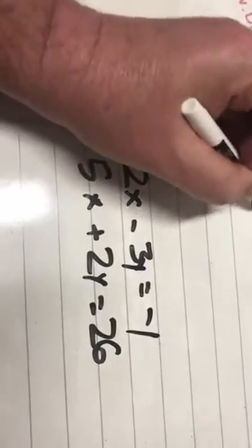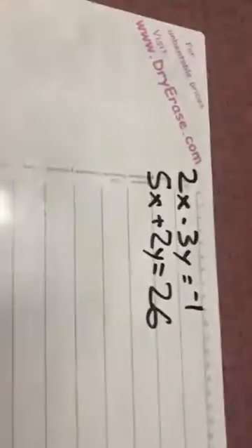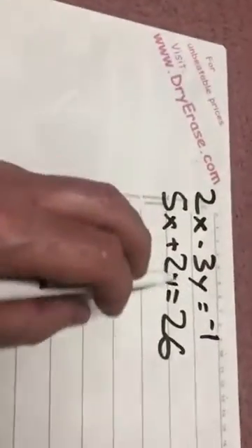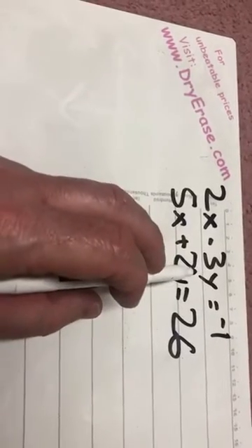5x plus 2y equals 26. All right, so we're going to start again. Here we go. First of all, it's got to be in slope-intercept form.